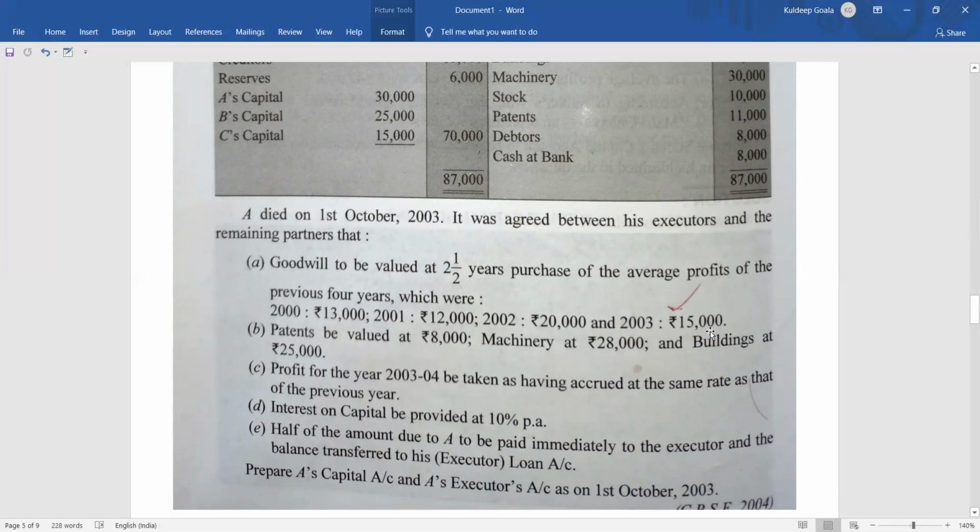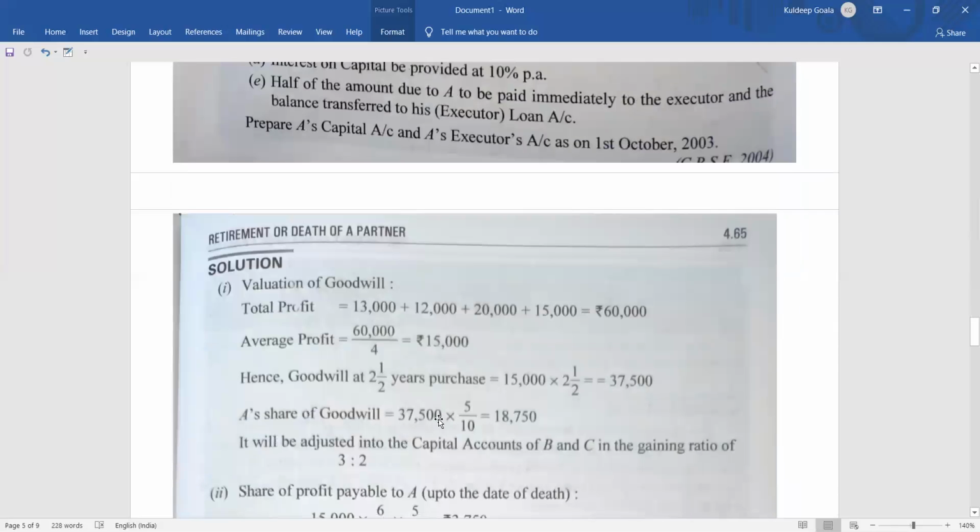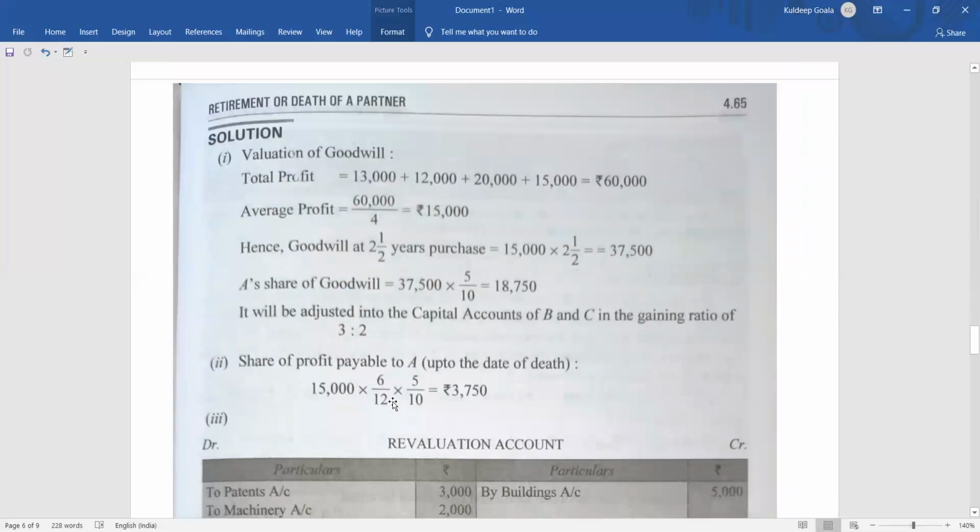So that means for 6 months A is going to get 15,000 rupees into 6 by 12 into what is his share? 5 by 10, right? So let's find out what is A's share of profit. 15,000 into 6 by 12 into 5 by 10, it is coming 3,750 rupees. And the journal entry will be like this: profit and loss suspense account debit to A's capital account 3,750 rupees, right?